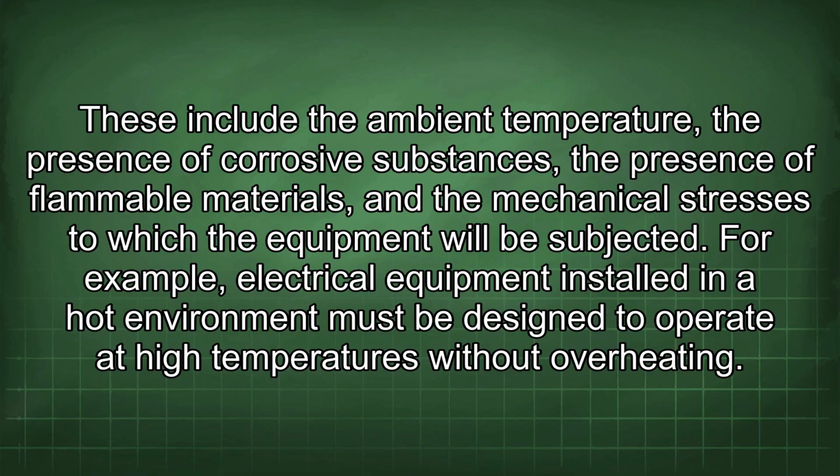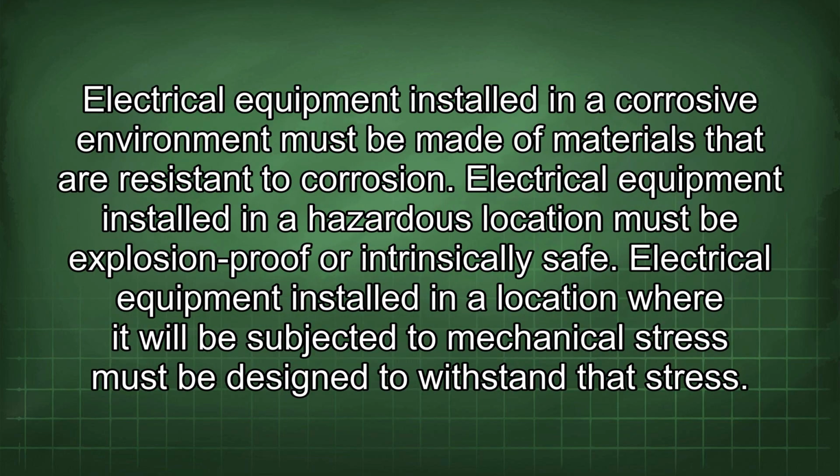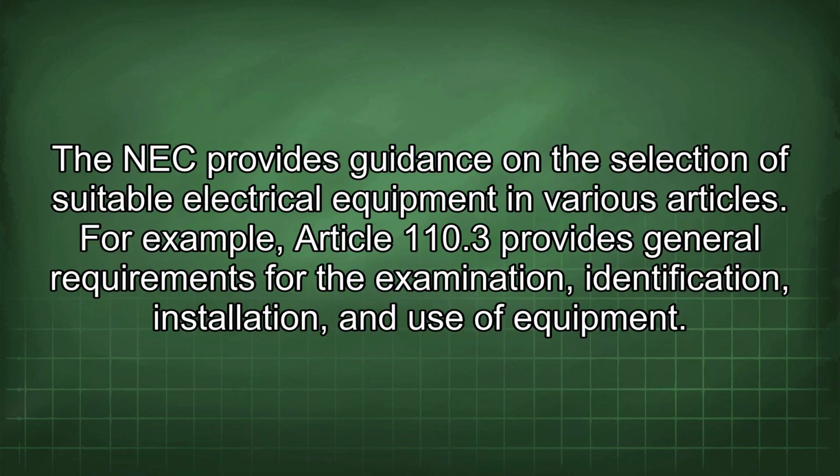For example, electrical equipment installed in a hot environment must be designed to operate at high temperatures without overheating. Electrical equipment installed in a corrosive environment must be made of materials that are resistant to corrosion. Electrical equipment installed in a hazardous location must be explosion-proof or intrinsically safe. Electrical equipment installed in a location where it will be subjected to mechanical stress must be designed to withstand that stress. The NEC provides guidance on the selection of suitable electrical equipment in various articles.